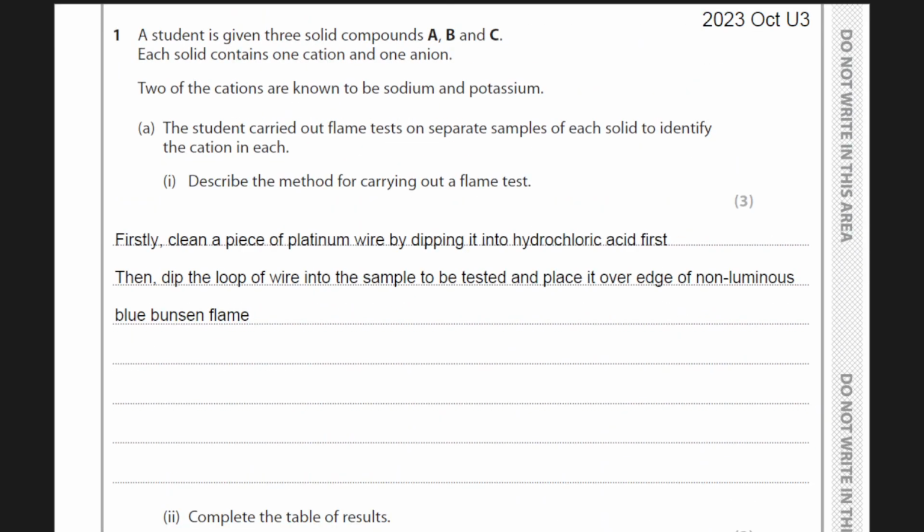A student is given three solids, compounds A, B, and C. Each solid contains one cation and one anion. Two of the cations are known to be sodium and potassium. The student carried out flame tests on separate samples of each solid to identify the cation. Describe the method for carrying out a flame test.